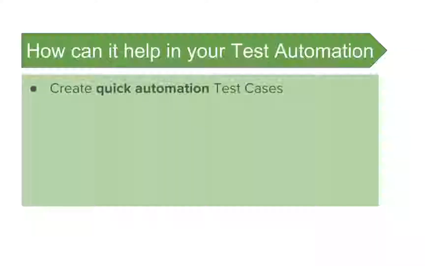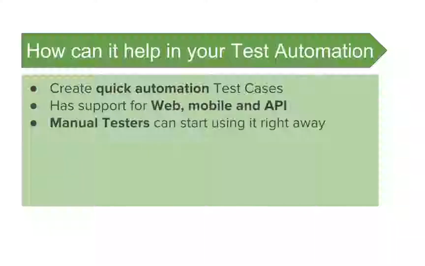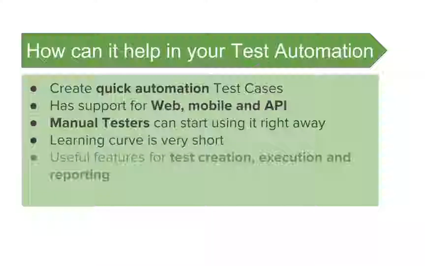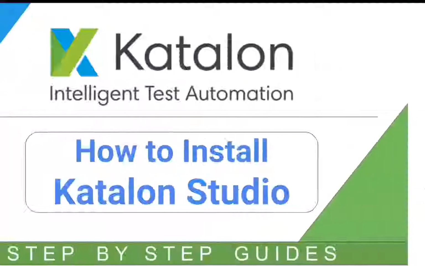How can it help in your test automation? Because of the ease of creation of tests, you can very quickly create your automation tests using this tool. It has support for web testing, mobile testing and API testing. Because of the ease of creation, the manual testers can start using it right away. The learning curve is very short, and it has good features for test creation, execution and reporting, and inbuilt integration with tools like Jira, Jenkins, Git.